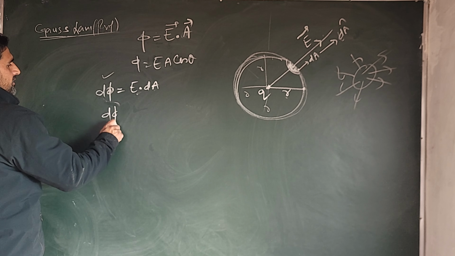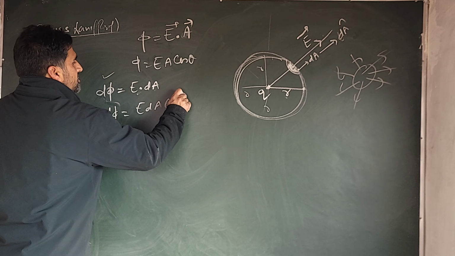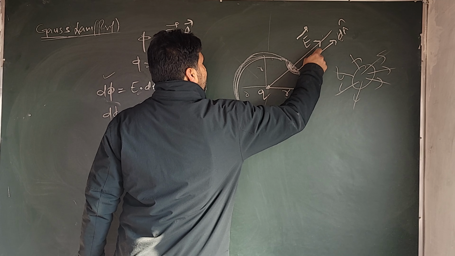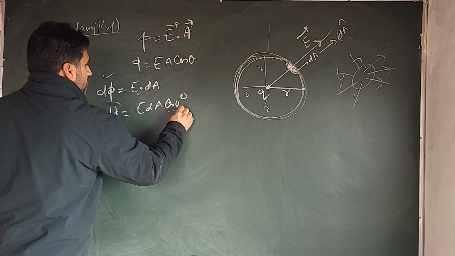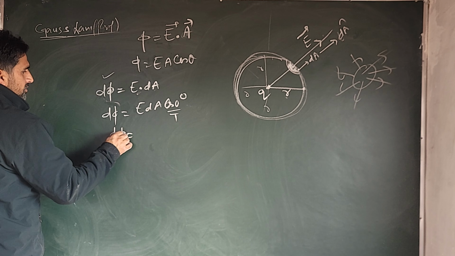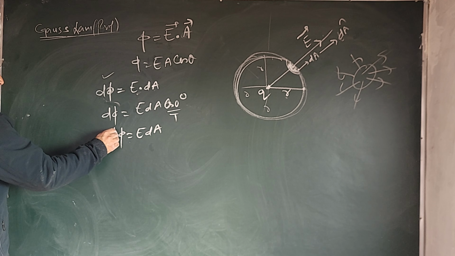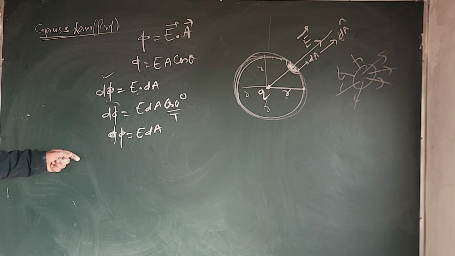So d phi is equal to E dA cos 0 degrees, because dA is in the same direction as E. Theta is 0, and cos 0 is 1. So d phi comes out to be equal to E dA. This is the small electric flux due to a small area element.